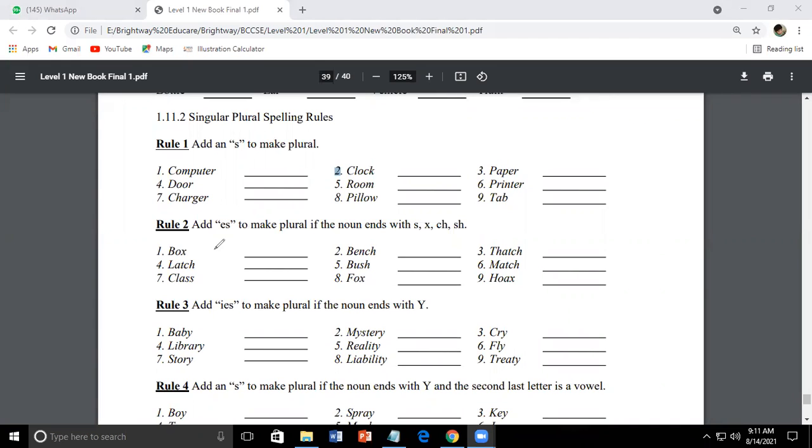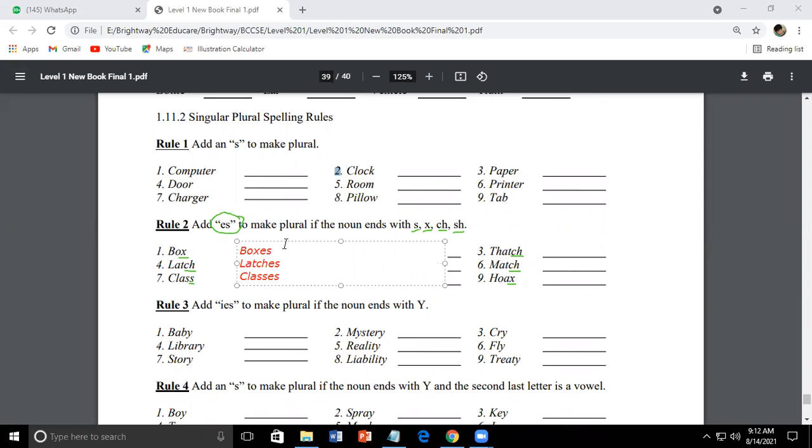When your word is ending with S, X, CH, or SH, at that time, you will add ES to make it plural. So let us notice, we have X here, we have CH here, here we have SH, again we have CH, here it is ending with an S, and we have X here. So friends, when we make it plural, it becomes boxes. Next is latches. I'm sorry, I'm not following the order. And third, classes.